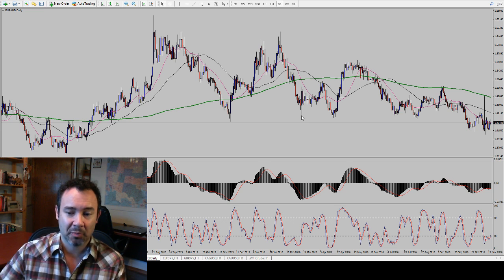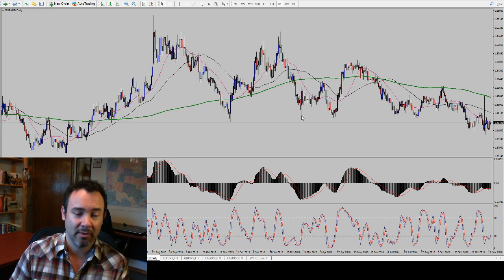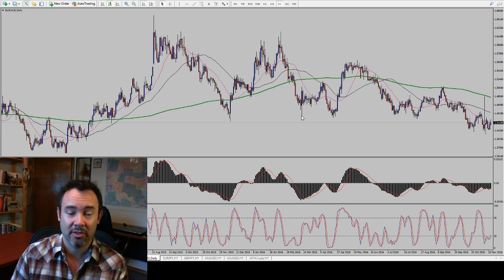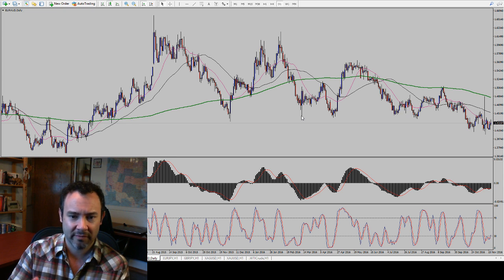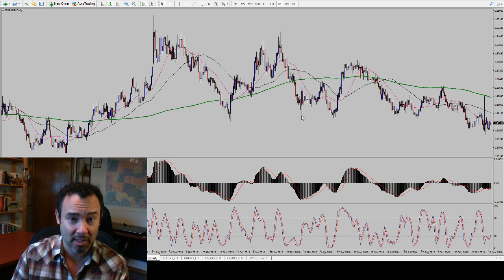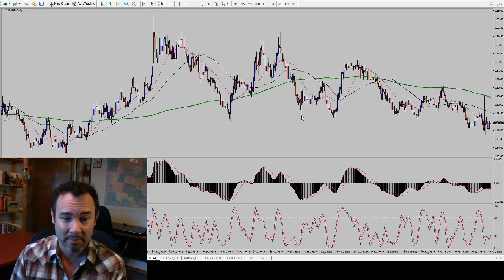Now, moving averages by nature are lagging indicators, so I don't get all bent out of shape. I'm not a moving average guru or anything like that, but I like to have them on the chart. Sometimes I take one of them off just to give me an idea when I'm zoomed in more on the big picture of where I am on my chart.